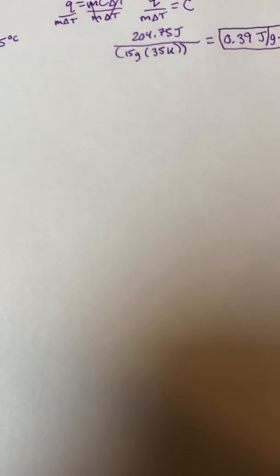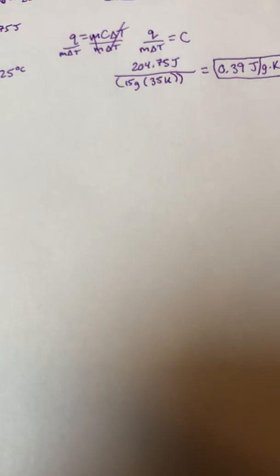All right, let's look at the third one. 216 joules of energy is required to raise the temperature of aluminum from 15 to 35 degrees Celsius. Calculate the mass of aluminum. And they tell us the specific heat capacity of aluminum is 0.90 joules per gram Celsius.